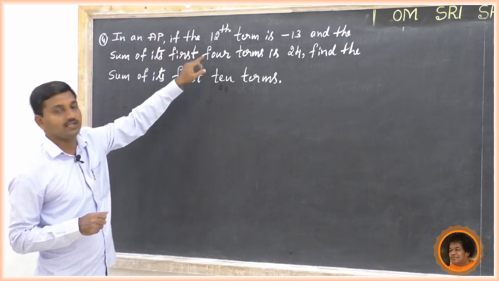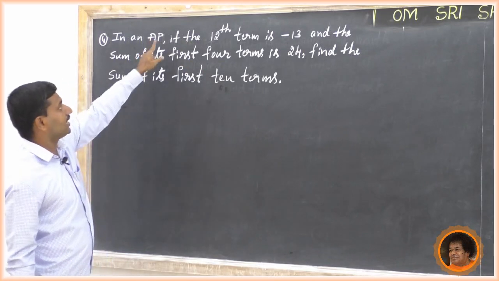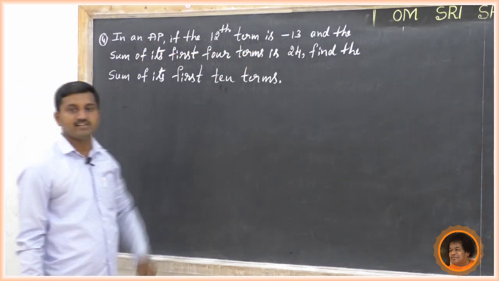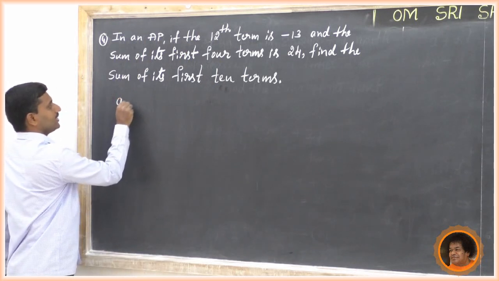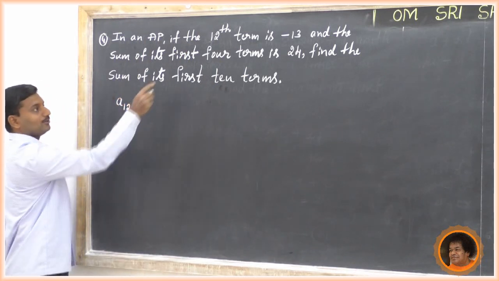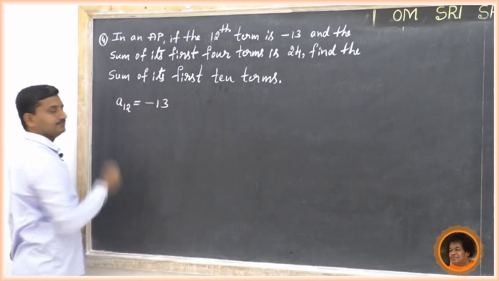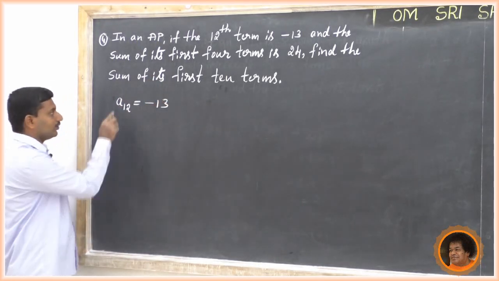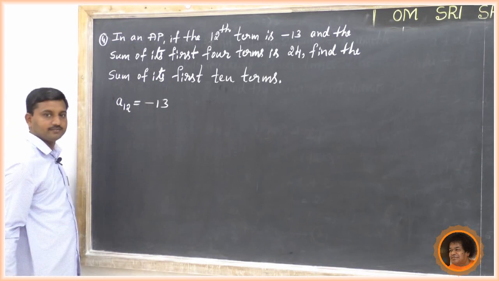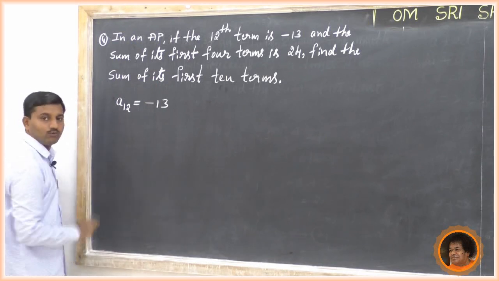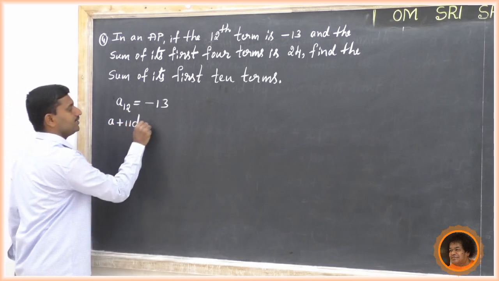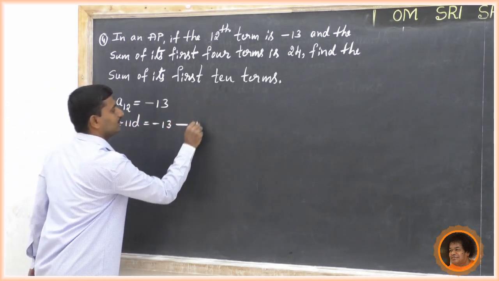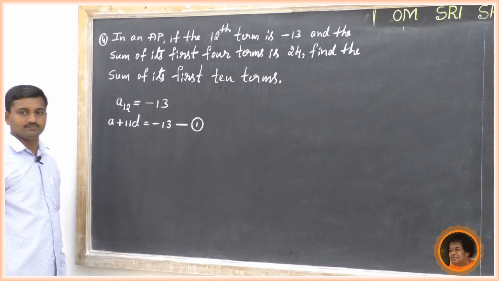With respect to the given condition. So the first condition, if the 12th term is minus 13, how to write the 12th term? So 12th term, A12 equal to minus 13. That is the 12th term. So A12 equal to minus 13. So how to write the A12? So A12 means a plus 11d equal to minus 13. So let it be equation number 1.